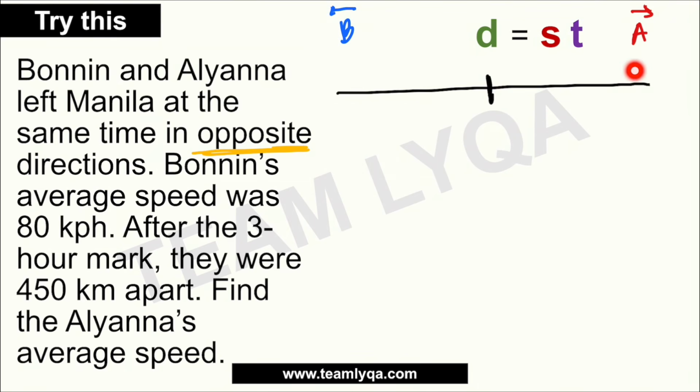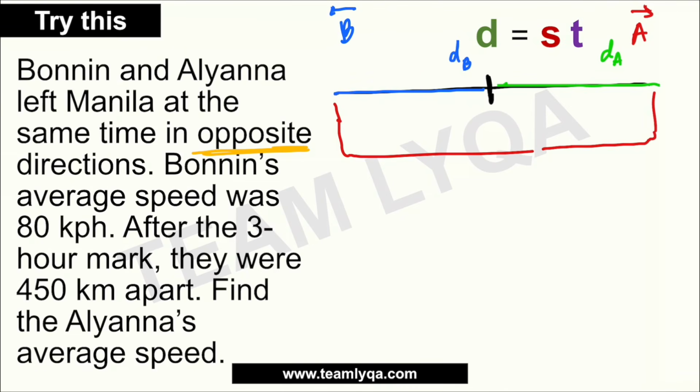So, kung ito yung total distance na binayahe ni Aliana, or tawagin nating D sub A, ano naman ang kay Bonnie? Yung sa kanya ay D sub B. At kailangan mo pagsamahin itong side na to at itong side na to para makuha mo yung buong distance na ito. Now, ano ito dun sa problem natin? If you read the entire problem, sabi dito, after the 3-hour mark, they were 450 kilometers apart.